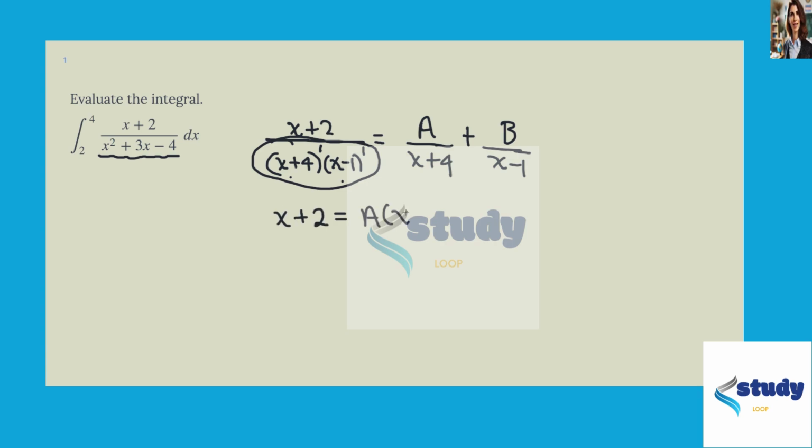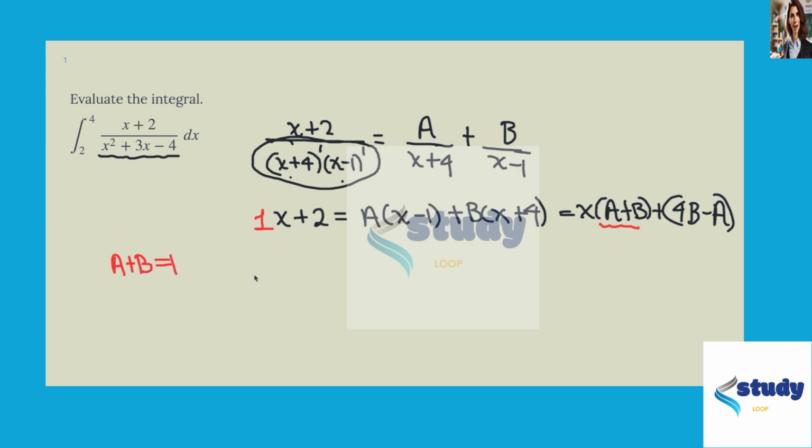Go ahead and multiply both sides of this equation by the denominator on the left. We have A(x minus 1), and then B(x plus 4). And we could go ahead and pull out an x, and then there's our constant term. By comparing the coefficients on the left and on the right, we see that A plus B must equal 1. So that's one equation. And from looking at the constant term, we have 4B minus A, and that must equal 2.